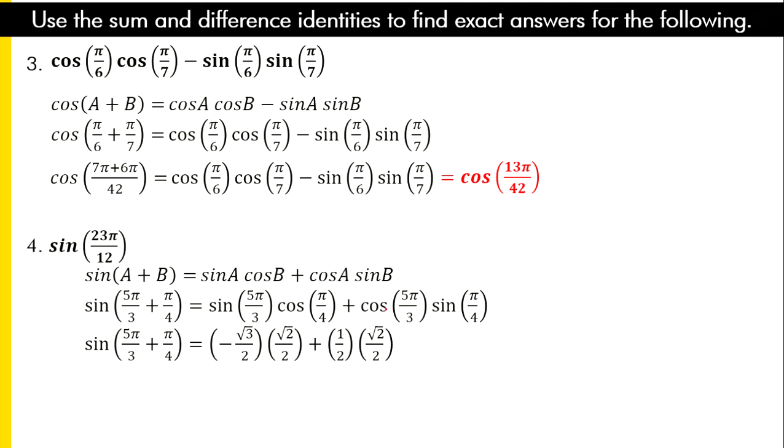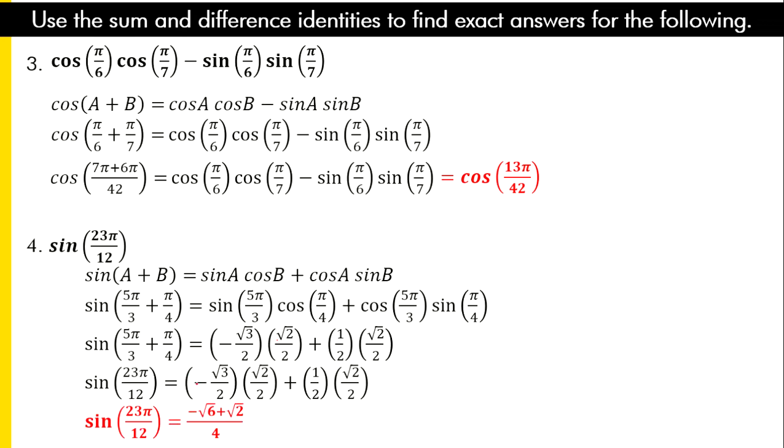Then simplifying this, square root of 3 times square root of 2 is just square root of 6 over 2 times 2, which is 4. So then we have here a negative. And then here, 1 times square root of 2 is square root of 2. Then 2 times 2 is 4. So simplifying that, we'll have negative square root of 6 plus square root of 2 all over 4.